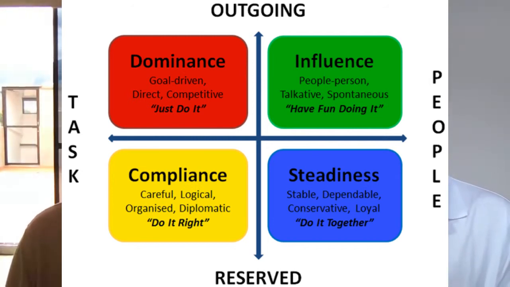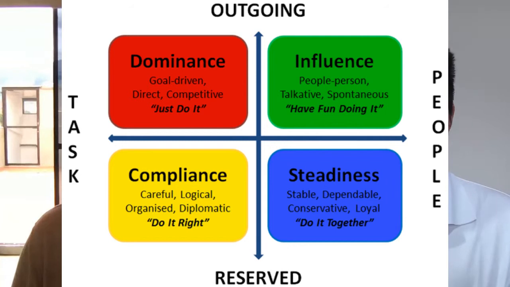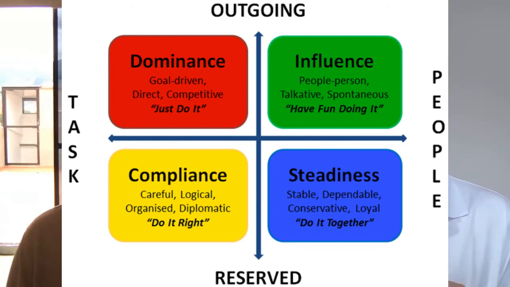Okay. Now, on the other side we have the S type individual, or the steadiness S type person, which is a more stable, dependable, conservative, loyal person. And I like to think of these individuals as more of the supportive type people. So S to me stands for more of a supportive type individual.